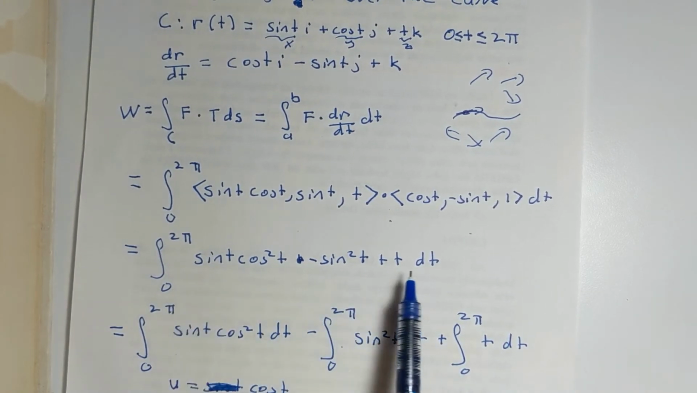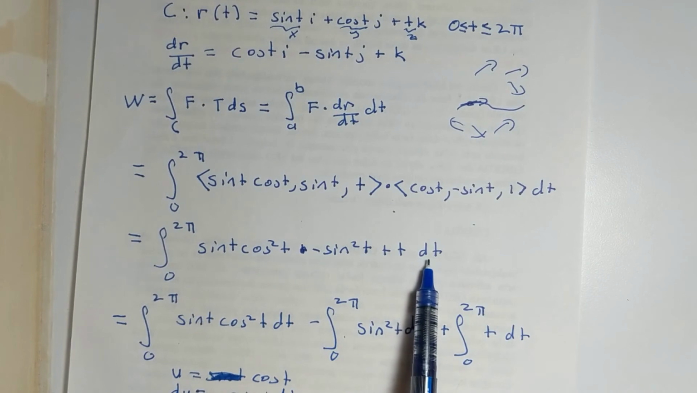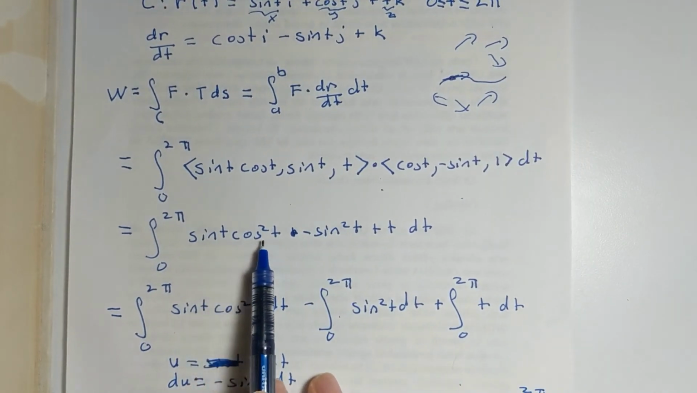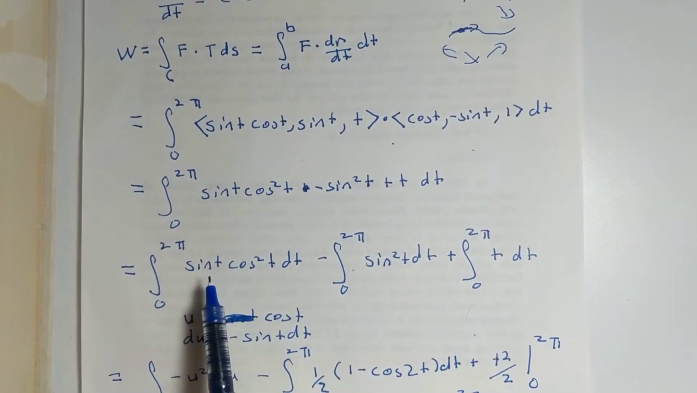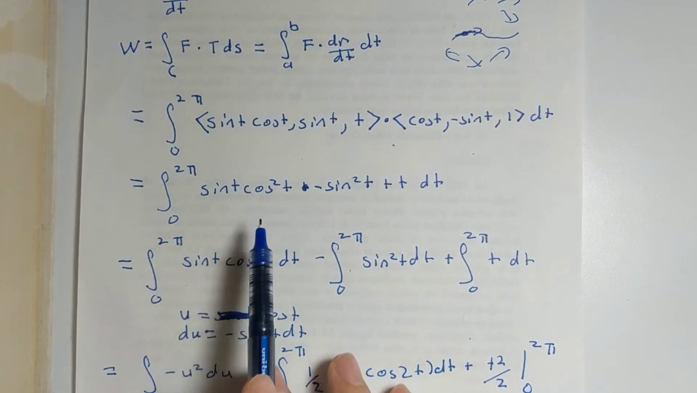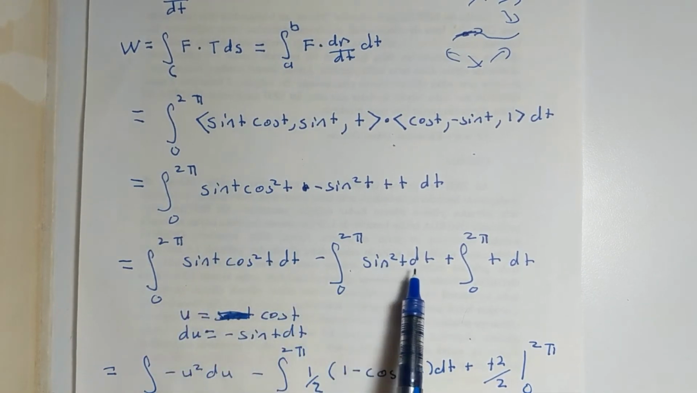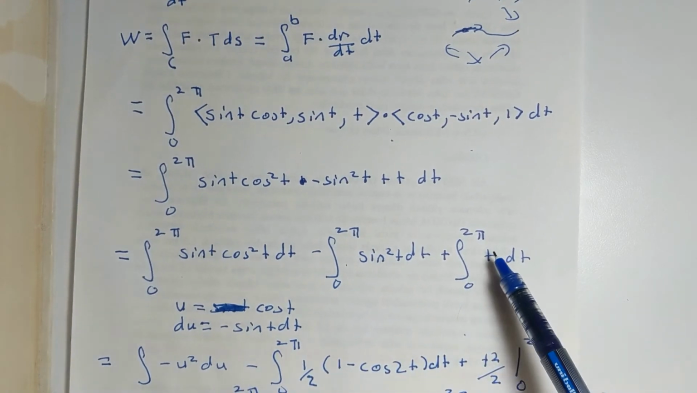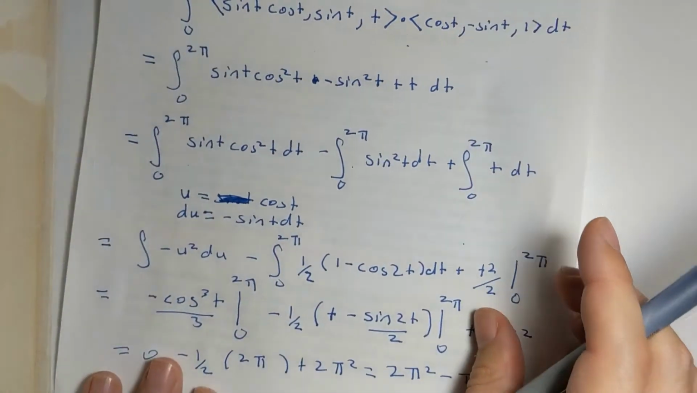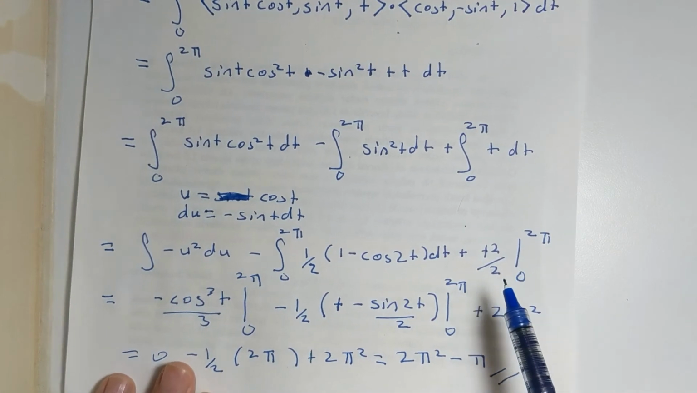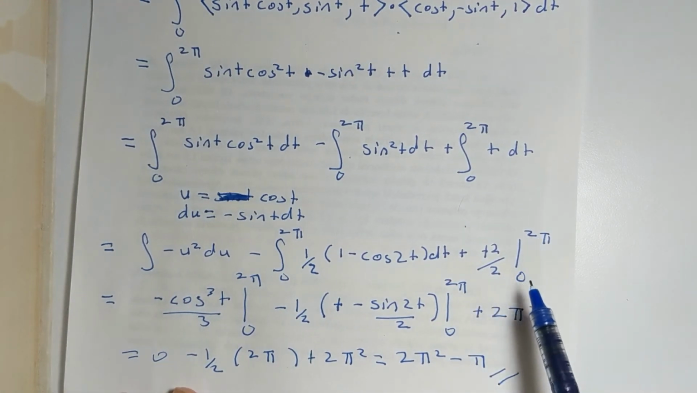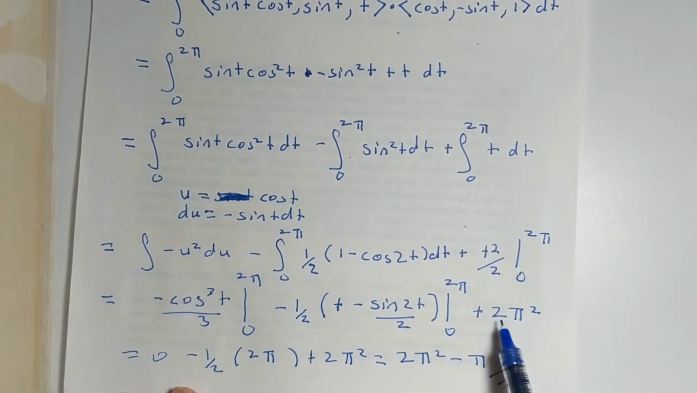So now this is a single variable integral. I just divided it up into 3 parts. So it's going to be the integral of sine t cosine squared t minus sine squared t plus t. Now this part is the easiest one. The integral of t is just t squared over 2. We want to evaluate that from 0 to 2 pi, so you get 2 pi squared from this part of it.